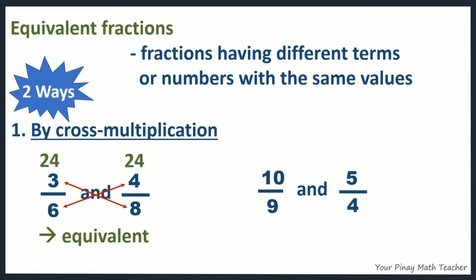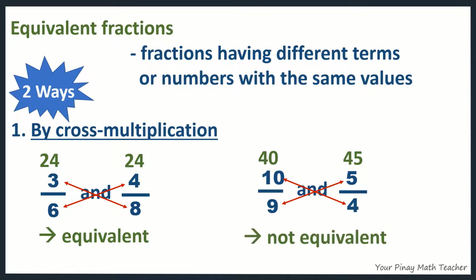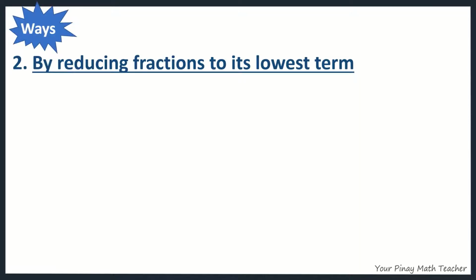Another example, 10/9 and 5/4. Cross multiply 10 and 4 and 9 and 5. Since the cross products are not equal, then the two fractions 10/9 and 5/4 are not equivalent. Second way, by reducing fractions to its lowest term.